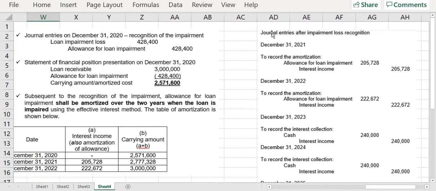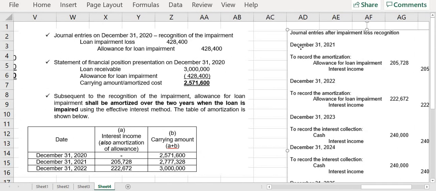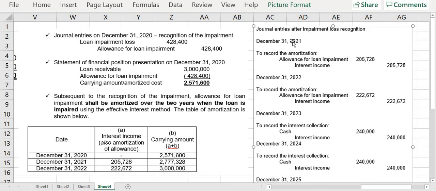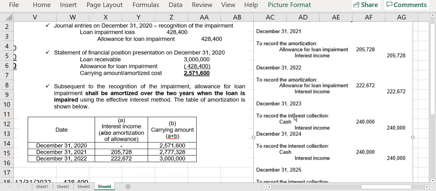Okay? So, zoom in lang natin. Ayan. So, the journal entries for 2021 is, okay, to amortize the allowance. Okay, that's allowance for loan impairment, debit, credit, interest income. 205,728 as computed here. Ayan. For 2022 naman, that's debit to allowance for loan impairment and a credit to interest income. Okay, as computed here, 222,672.